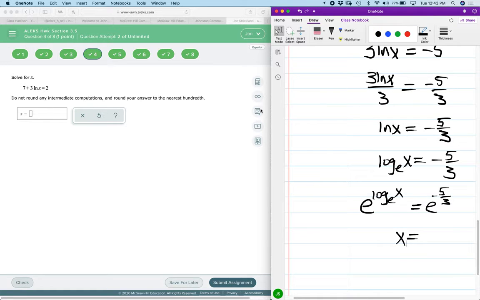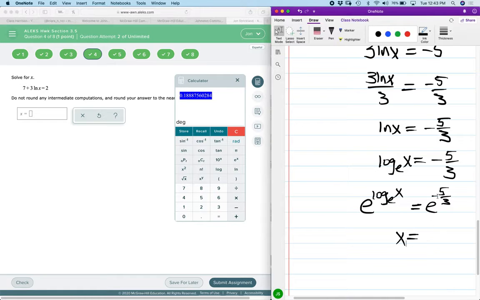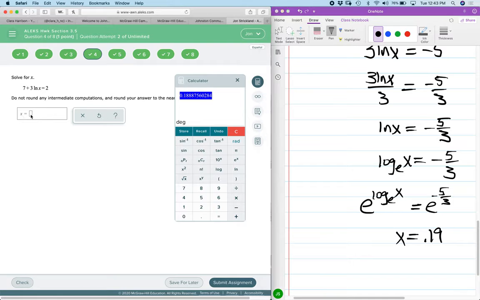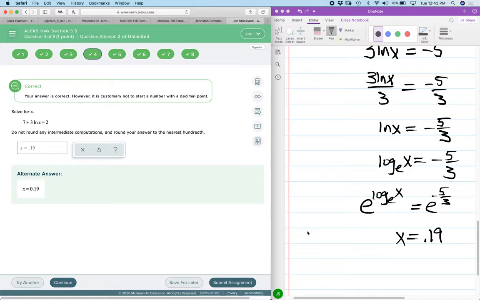And so, taking what we have to the calculator, with e we have e to the x, and this is going to be to the -5/3. To the nearest hundredth means to the nearest 2 decimal places. So you get 0.1888. So to the nearest 2 decimal places, x is equal to 0.19. Then upon checking, the result is correct.